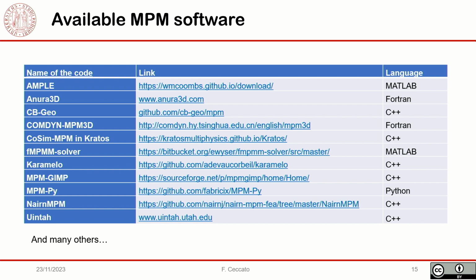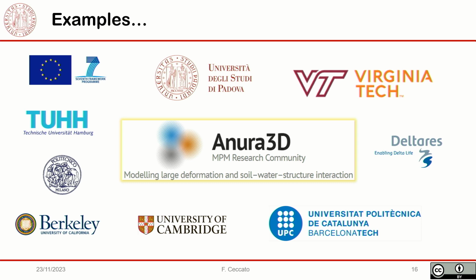I mean, the numerical features. Others are more advanced Fortran or C++ implementations with a lot of features, and they are also very computationally efficient, and you can really do amazing simulations with them.